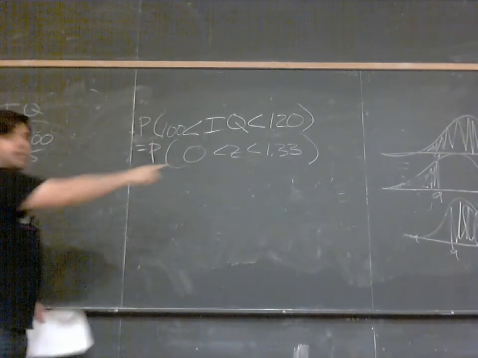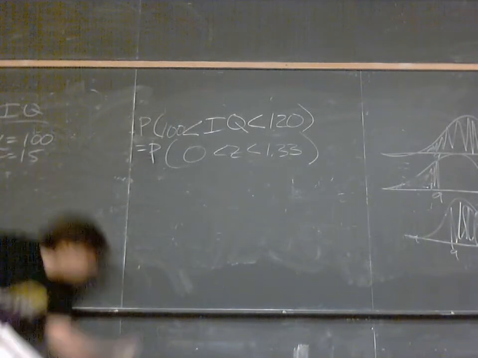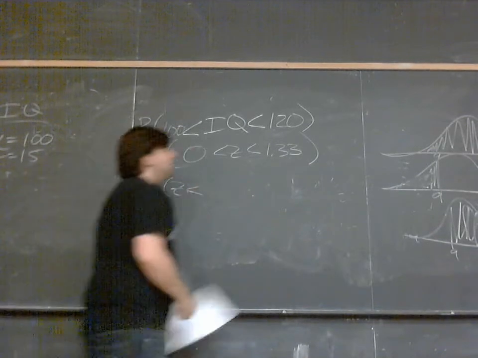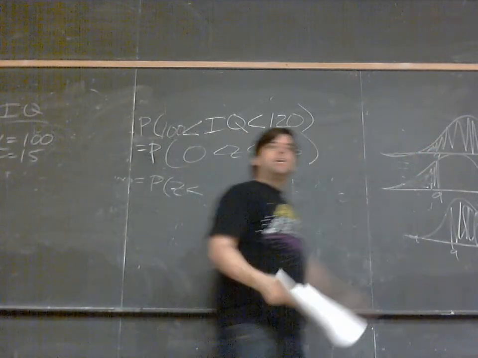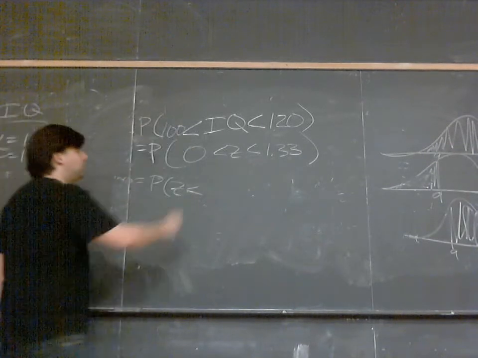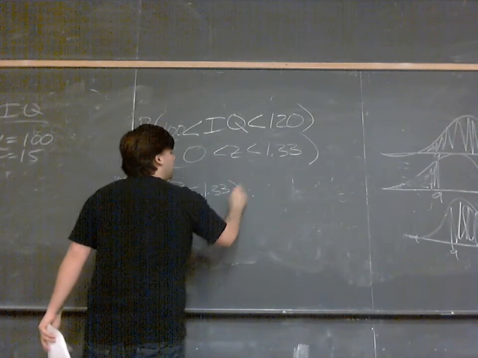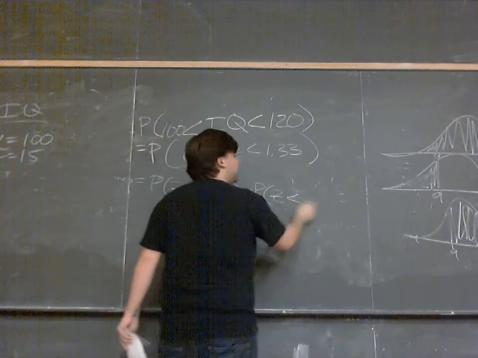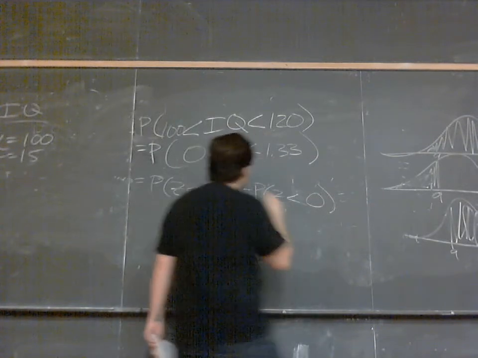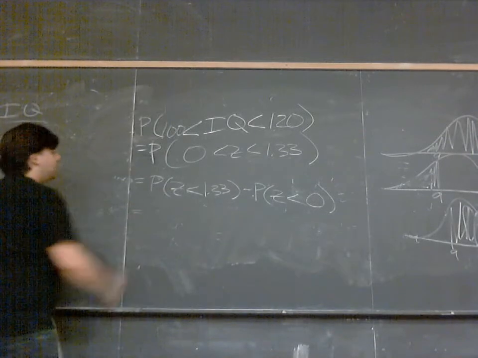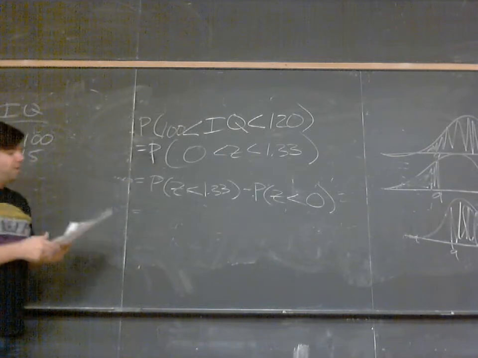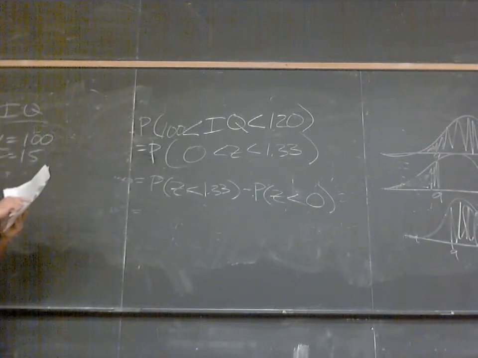And now is where I want to follow what we talked about over there. I want to rewrite this as the probability that z is less than whatever B is, the larger of my two z-scores, 1.33, minus the probability that z is less than the smaller of my z-scores, 0. So what's the area below 1.33? I go to row 1.3, column 0.03. I get 0.9082.